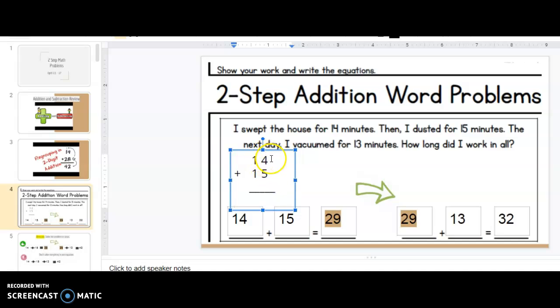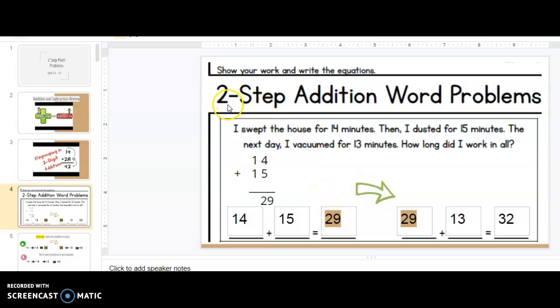So let's do this together. We always start at the ones place. 4 plus 5 equals 9. Oops, I'm doing it on the computer, so the spacing is a little funny. Oh, there we go, I fixed it. So 9 is in the ones place. Now let's move on to the tens place. 1 plus 1 is 2. So our answer is 29.